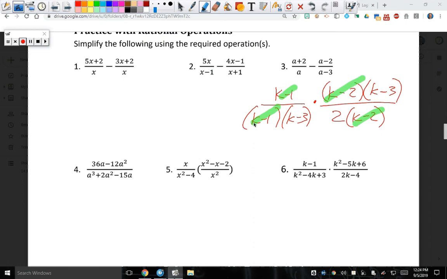And then what else can cancel? K minus 3, k minus 3. Look at that. All of this, if we are concentrating on, first of all, factoring, and then finding the cancellation forms of 1, what does all this equal? 1/2. Done.